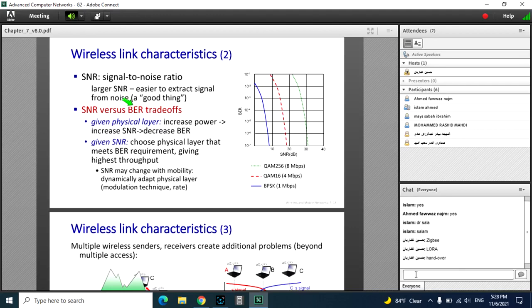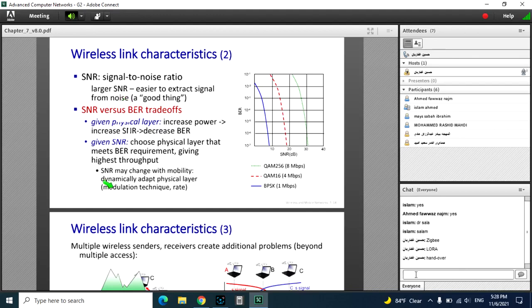It means that if I increase the output power, I will increase the SNR, so my bit error rate would be decreased. But as I said, this strategy is not good most of the times. It's not a good strategy because of its bad effects. Okay. So there are other methods to control these values, SNR and bit error rate, especially in current networks.